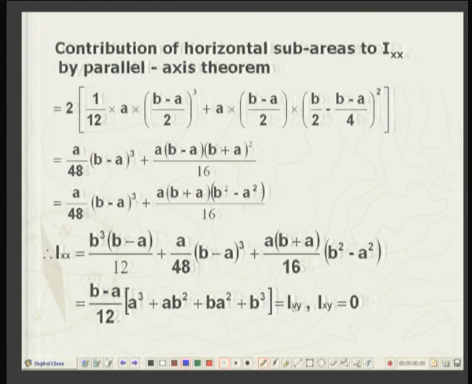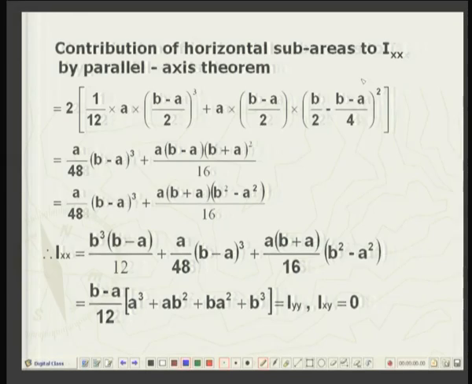And this I have already shown, this Ixx is equal to Iyy, because the body is symmetric when you give a rotation of 90 degrees. So, when x axis becomes y axis, it remains unchanged, and then the product of area due to symmetry is equal to 0, because the body is symmetrical about the x axis as well as the y axis. So, the product of area has to be 0, and that is the final answer.